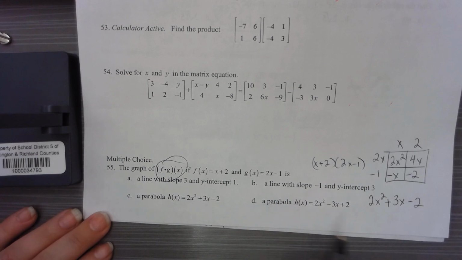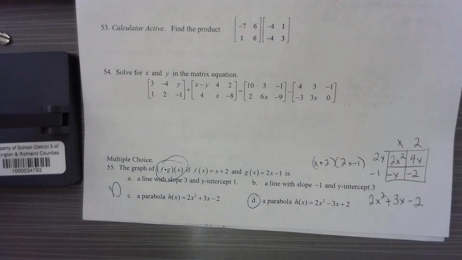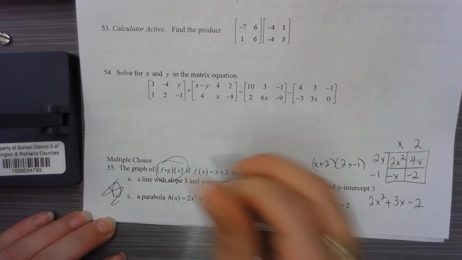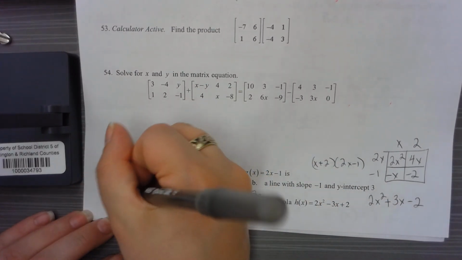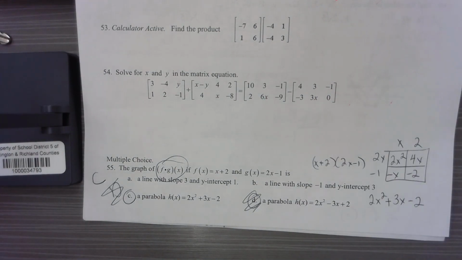So this is a parabola, so this answer would be, oh, nope, not D. I read it wrong, right? Wrote it right, read it wrong. It's actually C. Okay.